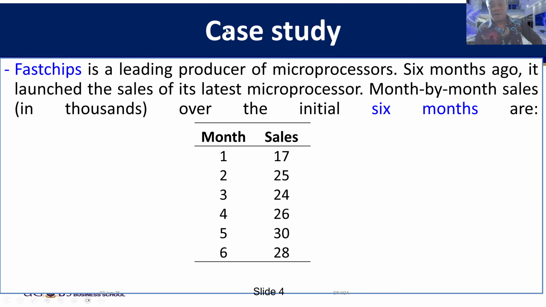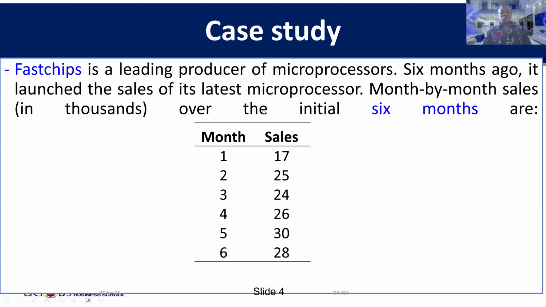Okay, so to do that, we are going to take this data set from Fast Chips. It's a leading producer of microprocessors. 6 months ago, it launched the sales of its latest microprocessor. And every month, sales in thousands are shown here for the initial 6 months. Sales are actually in millions of dollars. In months 1 to 6, sales range from 17 to 28.